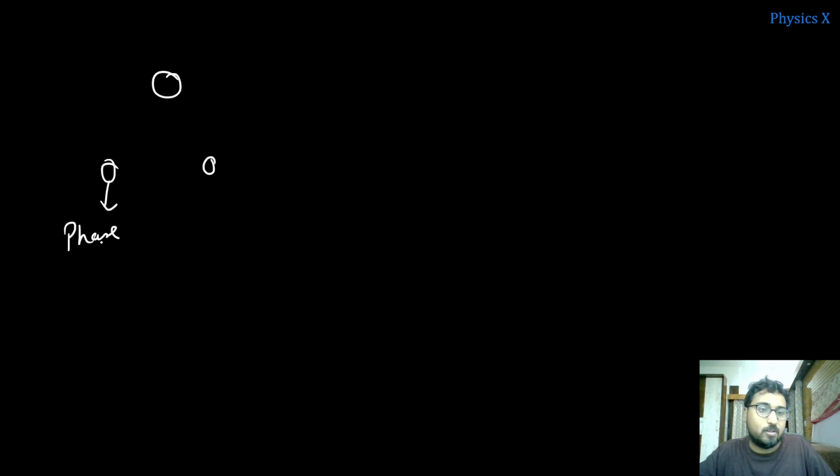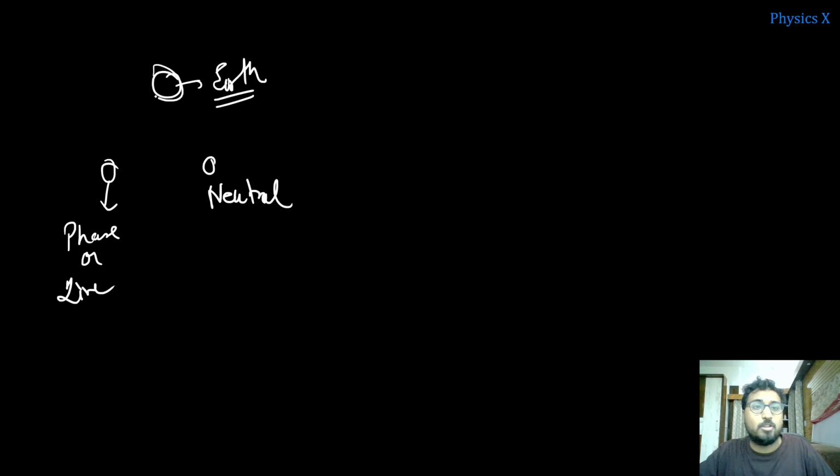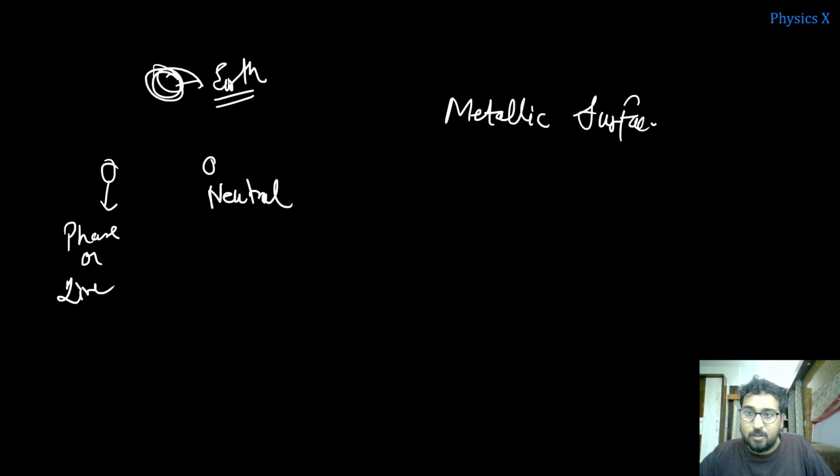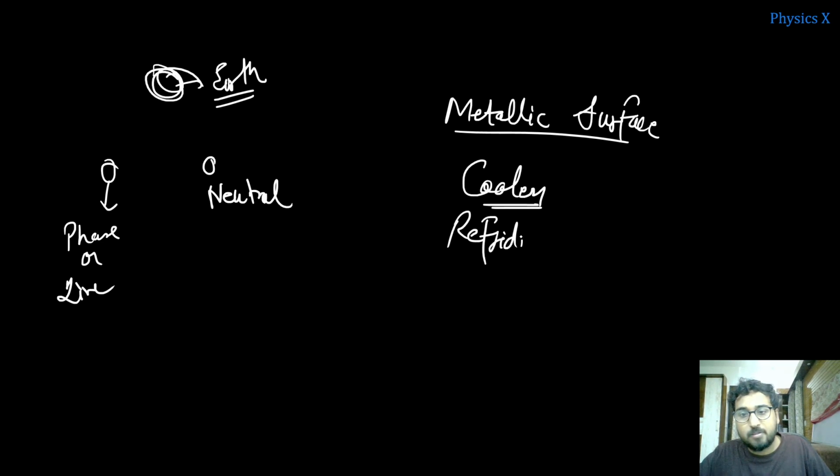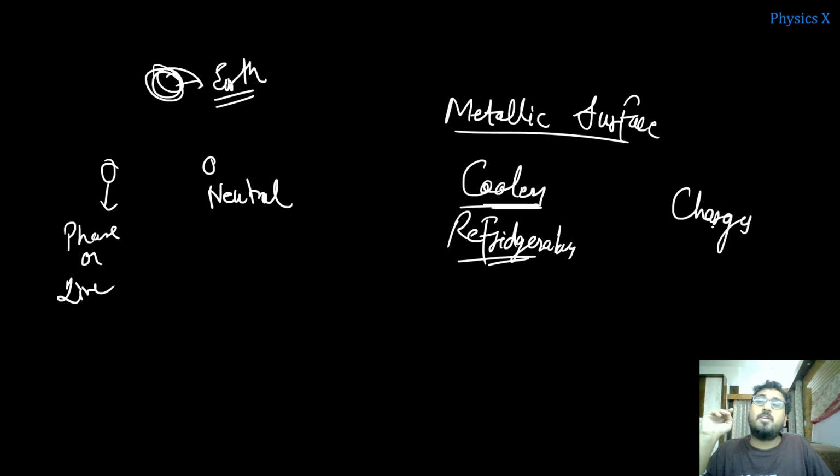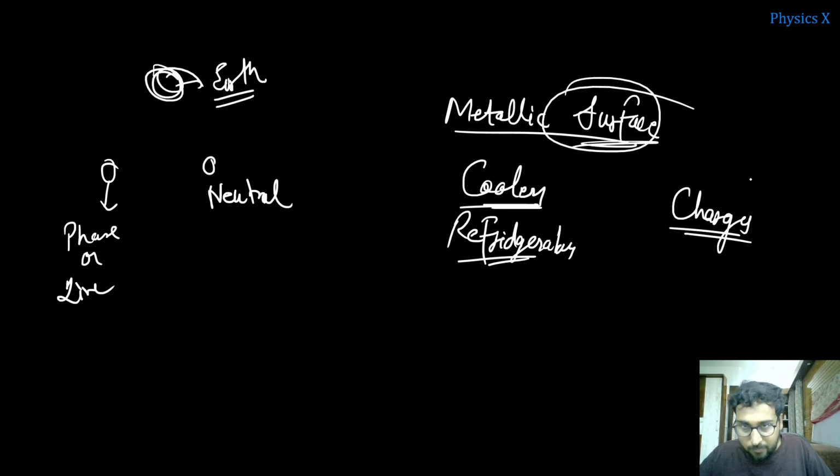So this was your phase, or I can say this is a live wire, and this was your neutral wire, right? And this is your earth. So why is this used? This is a much bigger pin. So what happens whenever you are placing the plug in the socket, suppose a metallic surface is there in your device? Let us say generally coolers, refrigerators. So in these devices, what happens? There can be some residual charges which are on the surface of these devices.